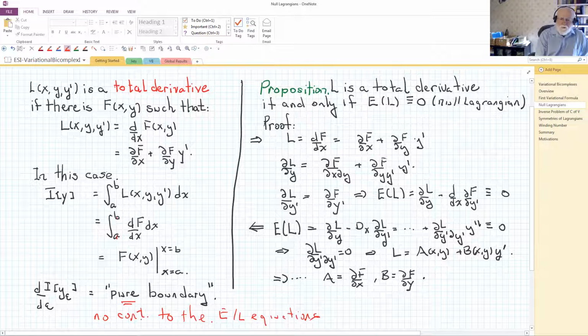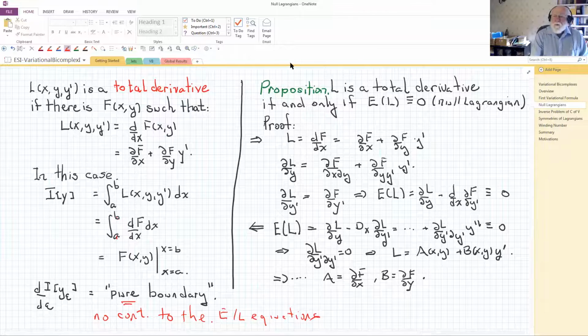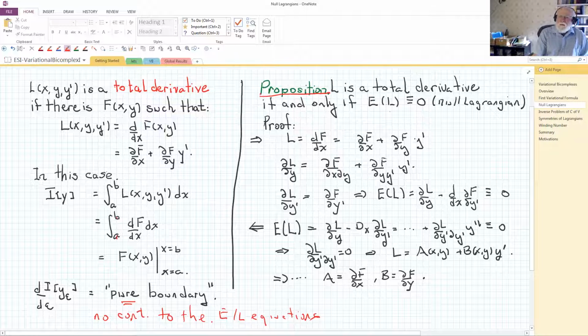But it's important to note that this boundary term can affect other parts of the variational formalism. The Hamiltonian, conservation laws, all of those will be adjusted if you change your Lagrangian by a total derivative. So this is a standard proposition: in the variational calculus, L is a total derivative, so L looks like this, if and only if the Euler-Lagrange expression of L is 0.